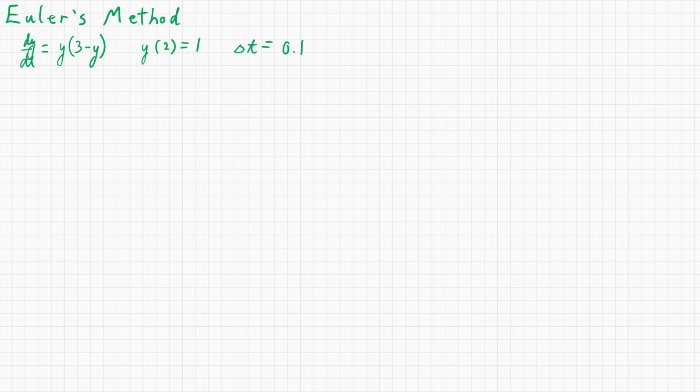Another example for Euler's method. So here we have dy/dt equals y times (3 minus y). And our initial condition is a little different this time. It's y at t equals 2 equals 1. Then our step size here is delta t equals 0.1.